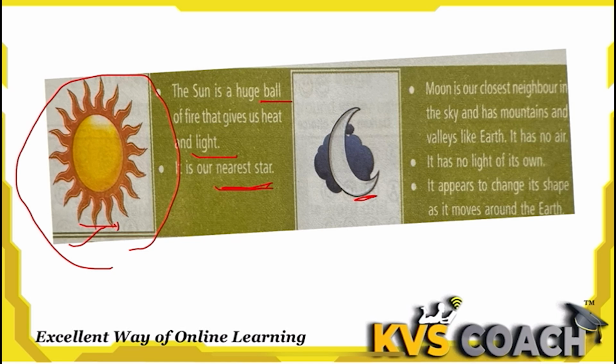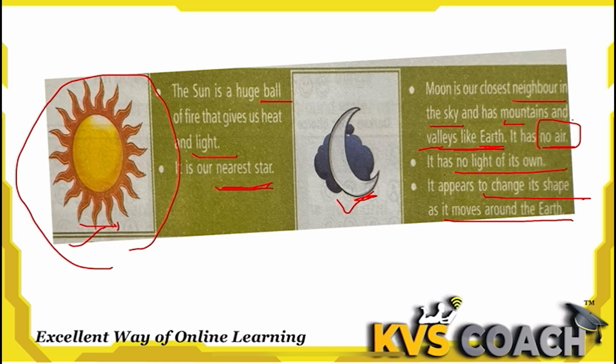This is the moon. Moon is our closest neighbor in the sky and has mountains and valleys like Earth. It has no air. It has mountains, it has valleys, but it doesn't have air. It has no light of its own. It doesn't have any light. It appears to change its shape as it moves around the Earth.